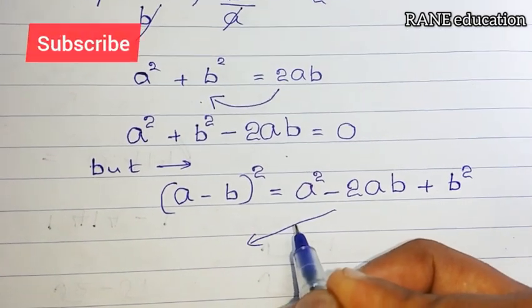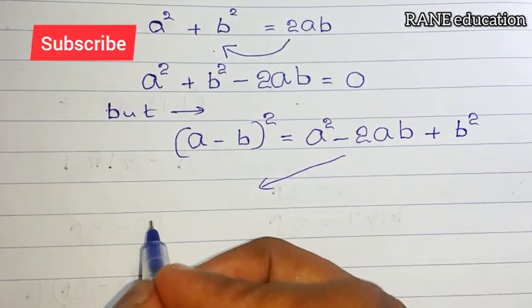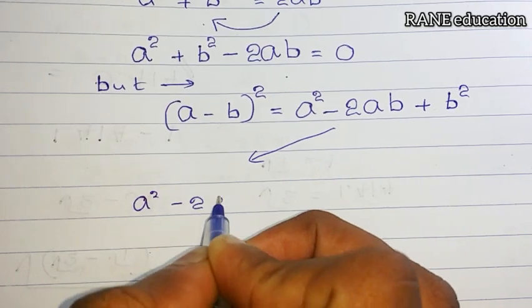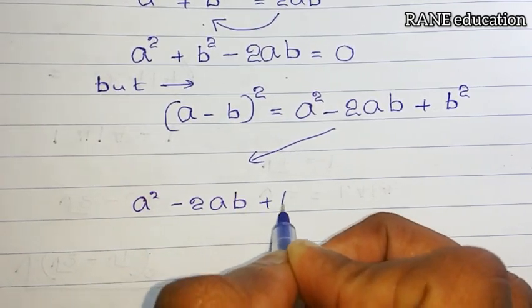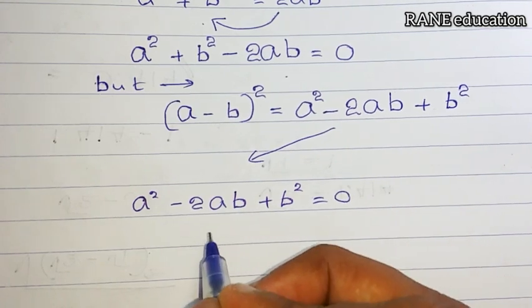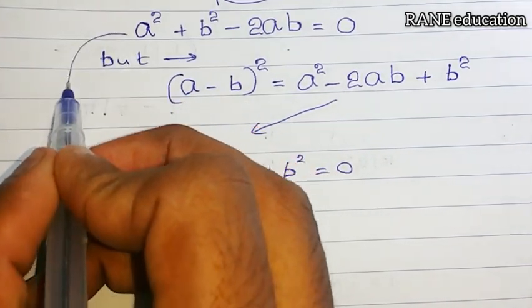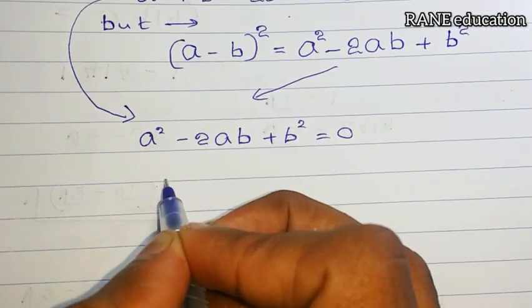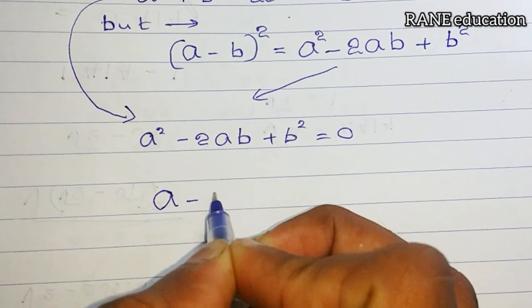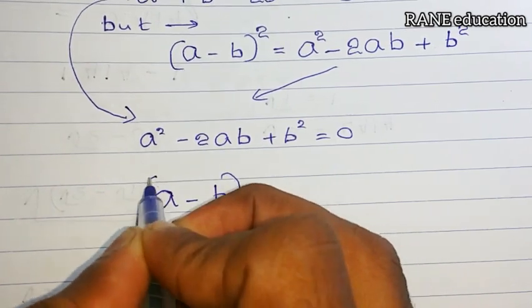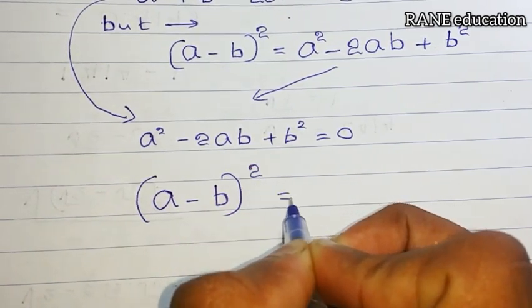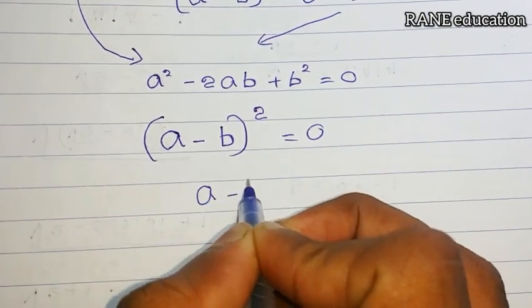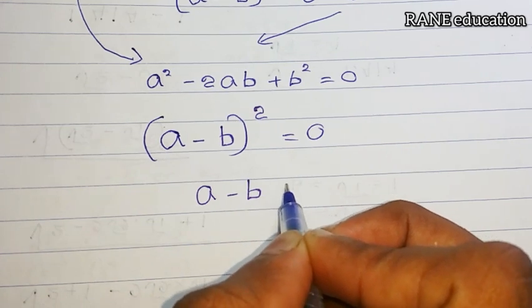Now rearrange the equation in that order: a squared minus 2ab plus b squared equals 0. Finally, the equation is (a minus b) squared equals 0. Our answer is a minus b equals 0.